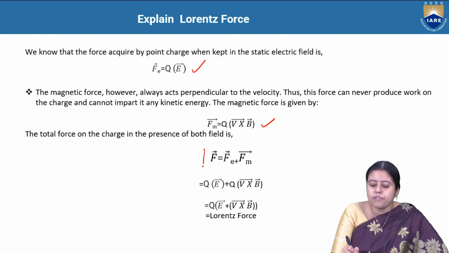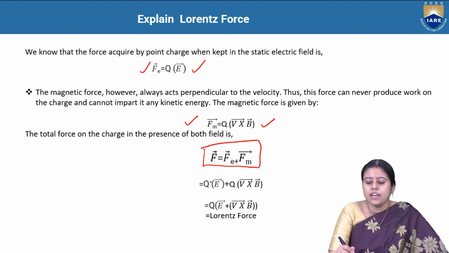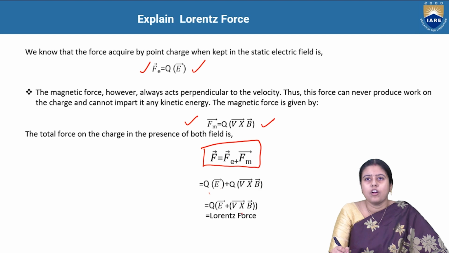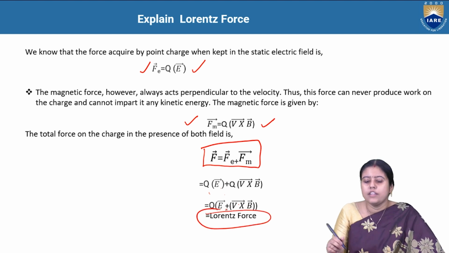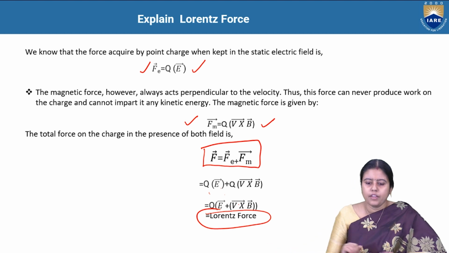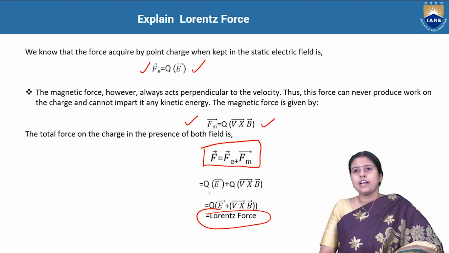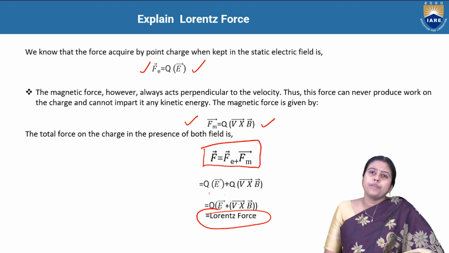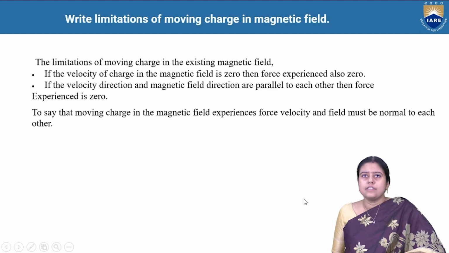So what is the total force experienced by the charge? Electric force plus magnetic force: QE plus QV cross B, or we can write Q(E plus V cross B), and this is known as the Lorentz force. So the Lorentz force has two parts. Q is the electric charge, E is the electric field intensity, V cross B means velocity cross B, and B is the flux density.